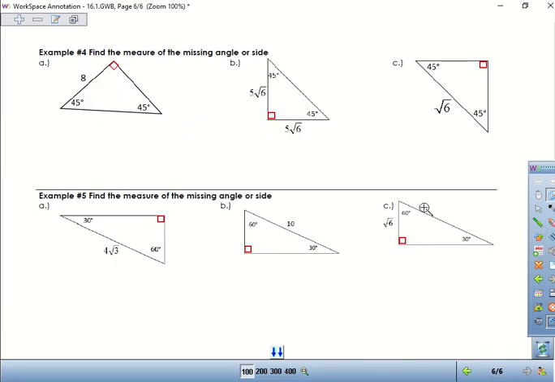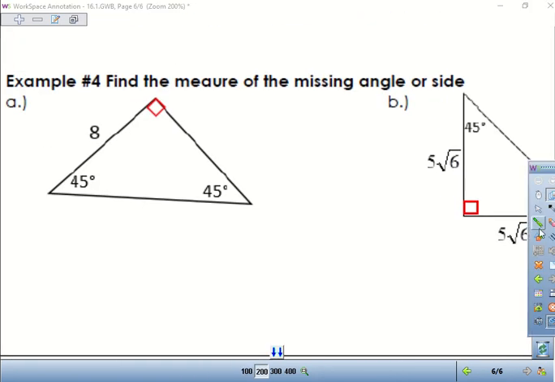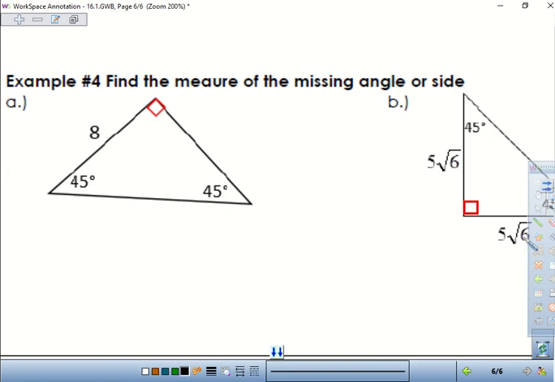So now we're going to talk about 45/45s and 30/60/90s. The cool thing about these types of triangles is when you have a 30/60/90 or a 45/45/90, you can always get an exact answer. That means you don't have to do any rounding. You don't have to use the calculator, but you can use the calculator to check your work like we did in the previous ones if you want to.